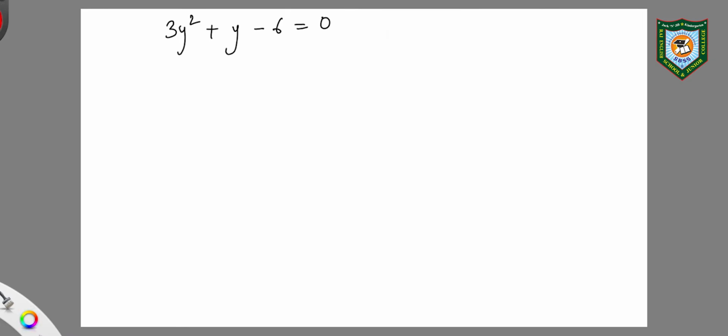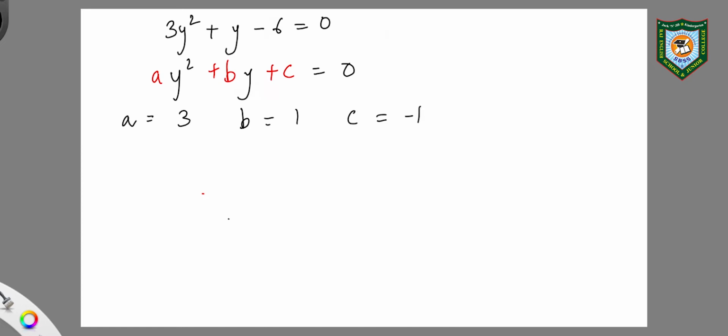So now I'll be comparing this to my standard form. I have ay square plus by plus c, this is equal to 0. So the value of a is equal to 3, the value of b is equal to 1, the value of c is equal to minus 1.